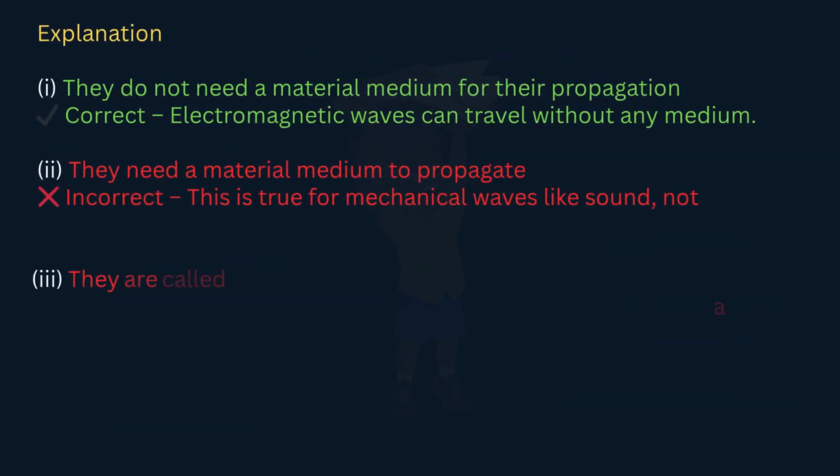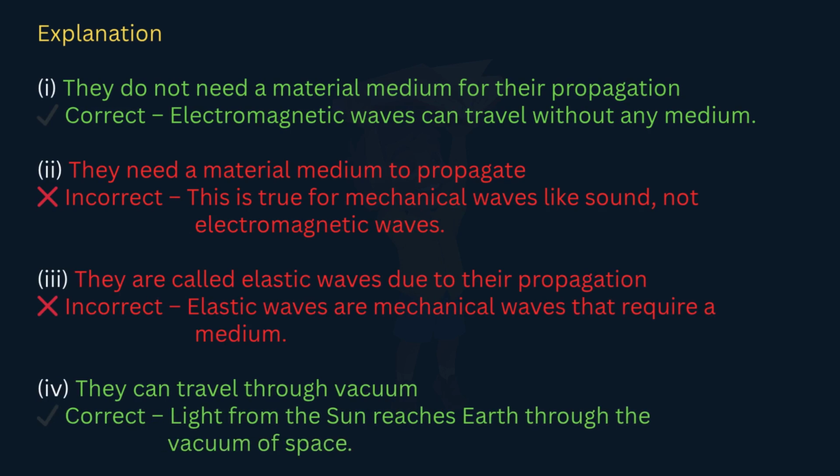Explanation. 1. They do not need a material medium for their propagation. This statement is correct. Electromagnetic waves can travel without any medium. 2. They need a material medium to propagate. This statement is incorrect. This is true for mechanical waves like sound, not electromagnetic waves. 3. They are called elastic waves due to their propagation. This statement is incorrect. Elastic waves are mechanical waves that require a medium. 4. They can travel through vacuum. This statement is correct. Light from the sun reaches Earth through the vacuum of space.